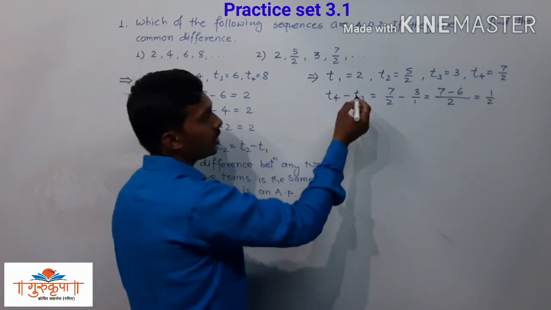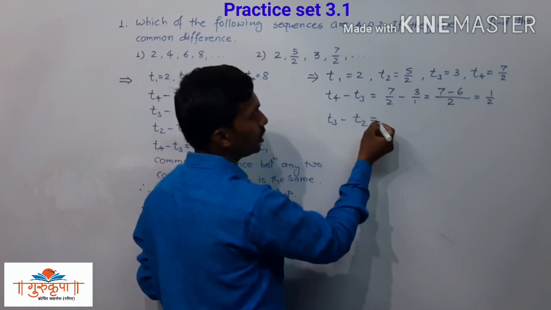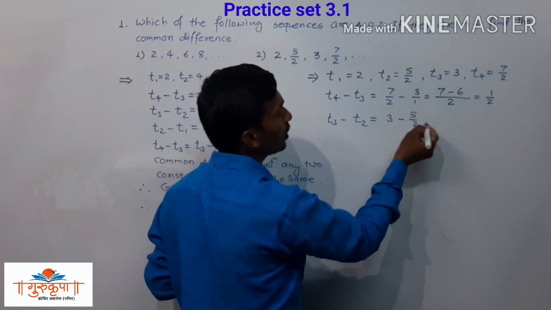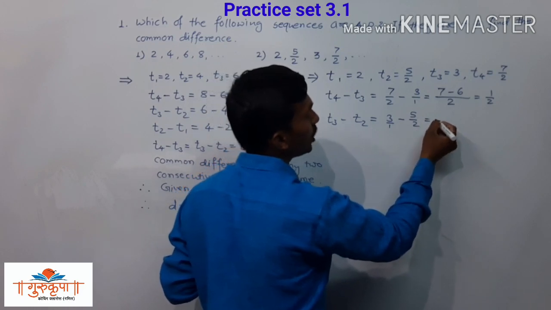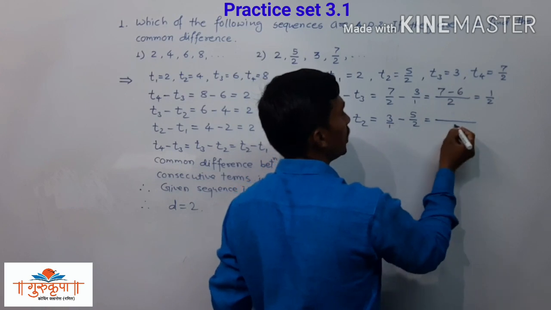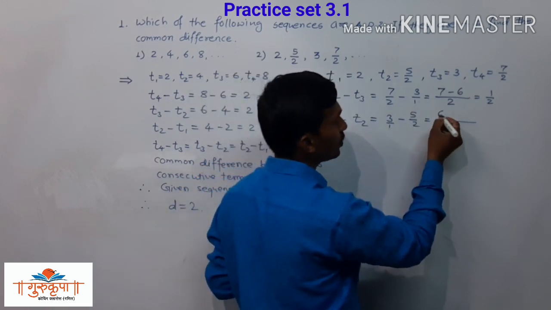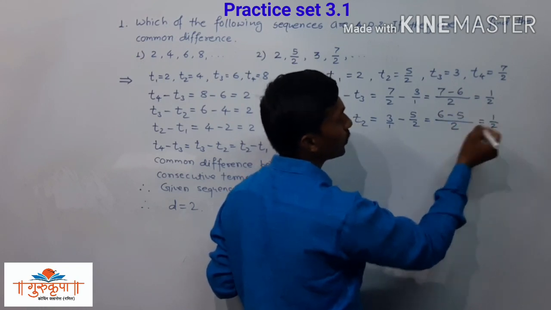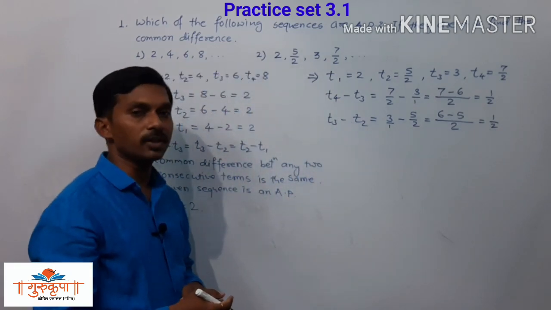Now we have to find T3 minus T2. T3 is 3 minus T2 is given 5 upon 2. Here nothing is there in the denominator, means we have 1. So again we have to take the subtraction of these two numbers. Multiplication of denominator, that is 2 into 1 is 2 to the denominator, and cross multiplication, 3 into 2 is 6 minus 5 into 1 is 5, that is equal to 1 upon 2. Now here again the common difference between 3rd and 2nd term is half.